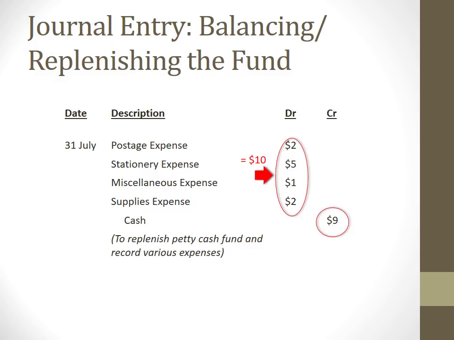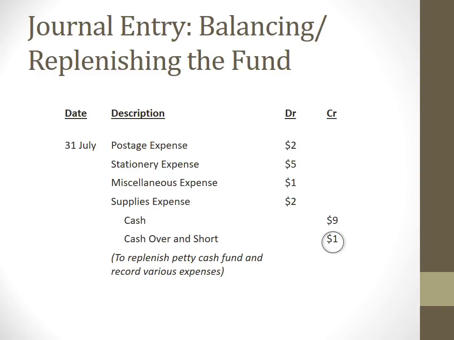Back to our example, we can see that there is $10 worth of expenses and $9 worth of cash entry. Due to the expenses being higher than the cash, we simply put the cash over and short entry with the cash, crediting the cash over and short entry. Both sides are now balancing to $10.